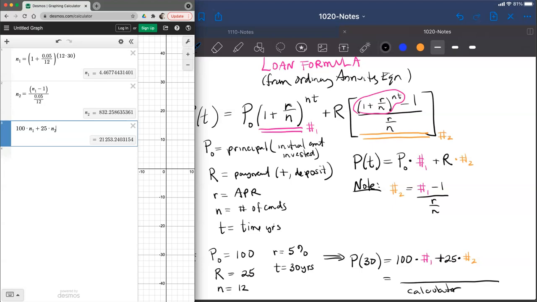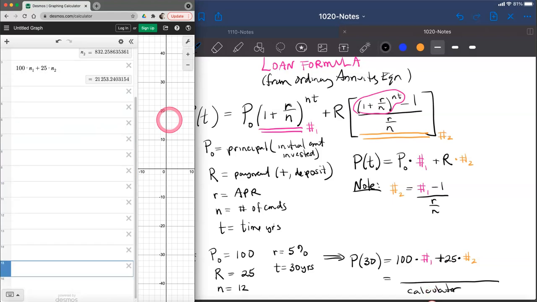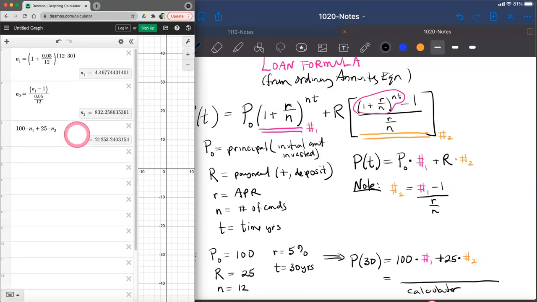And that means that after 30 years, having only $100 to start with, we are going to have $21,253 and 24 cents. Okay, so that is how to use the annuity formula.